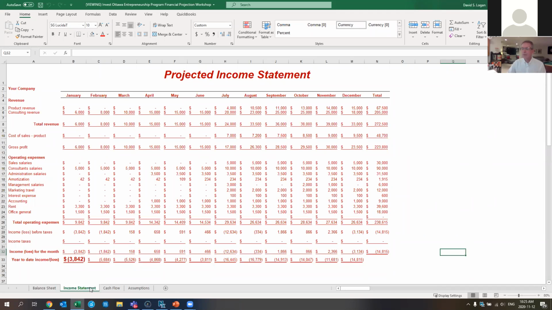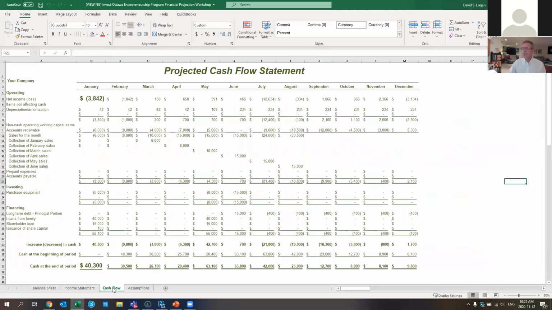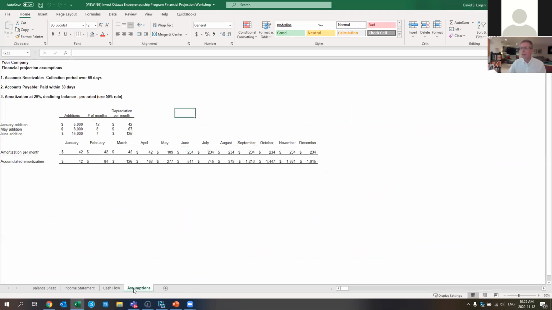The income statement I'll focus more on in a second. The cash flow statement is the linking document I talked about, because I talked originally about an income statement and then a balance sheet and the cash flow statement linking it. I'll show you what I mean by that. And then an assumption page, and I'll just specifically talk about assumptions.